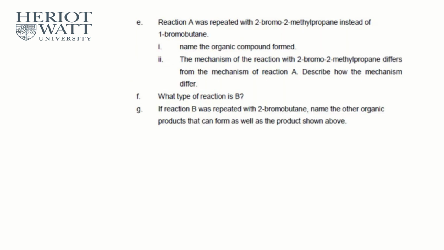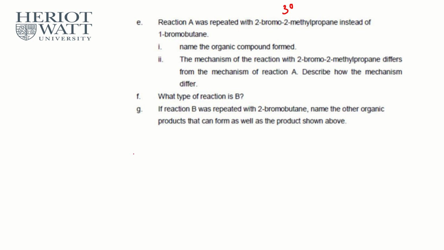Let's move on. For part E, now reaction A was repeated with 2-bromo-2-methylpropane instead of 1-bromobutane. Name the organic compound formed, and show the mechanism for the reaction between them. Now, first we need to draw out the structure, because by just looking at the name, if you can see it, that will be good. If you can't see it, I guess you have to draw it out. For me, I can see it. This is actually a tertiary structure.